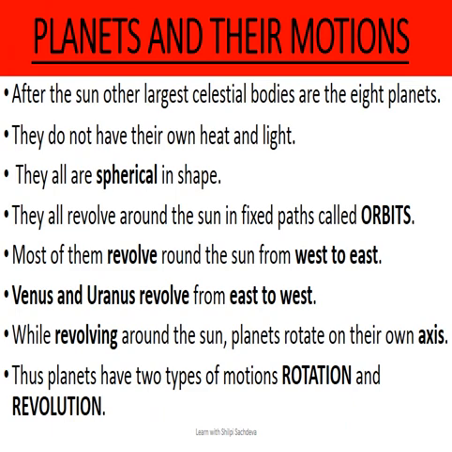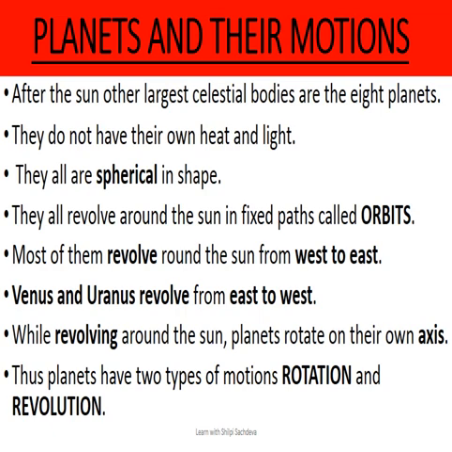Now, let us understand the planets and their motions. After the Sun, the other largest celestial bodies are the 8 planets. All these 8 planets do not have their own heat and light. All these 8 planets are spherical in shape. They all revolve around the Sun in fixed paths called orbits.